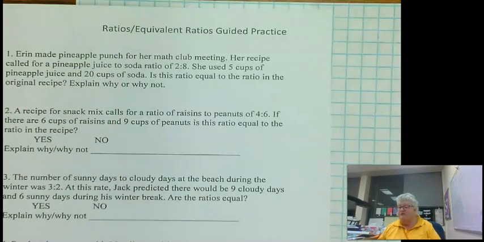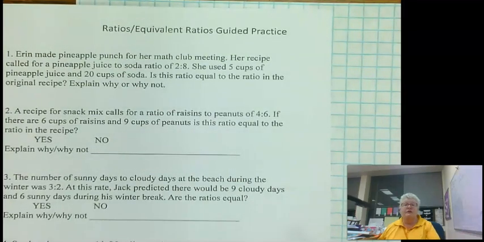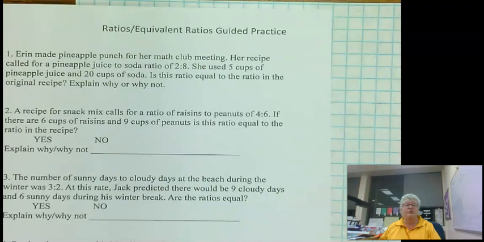Erin made pineapple punch for her math club meeting. Her recipe called for a pineapple juice to soda ratio of 2 to 8. She used 5 cups of pineapple juice and 20 cups of soda. Is this ratio equal to the ratio in the original recipe? Explain why or why not.